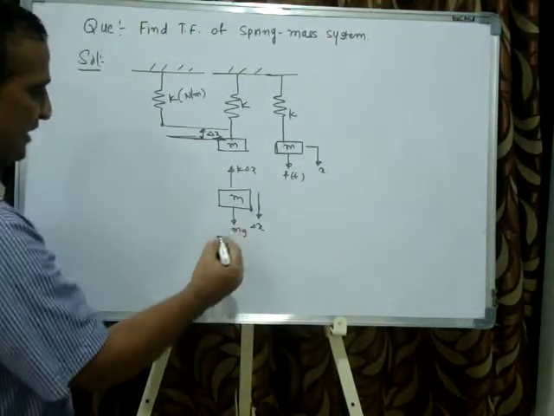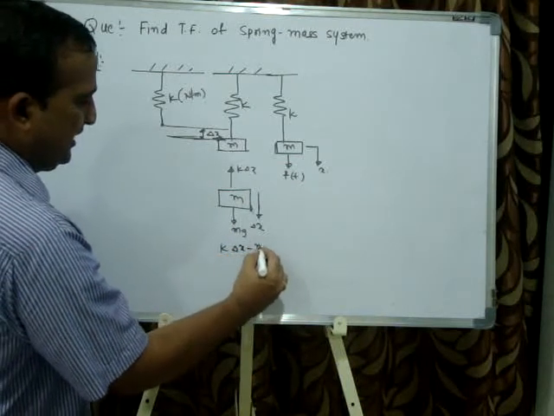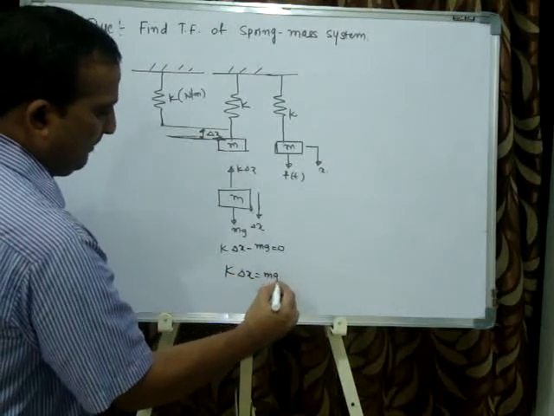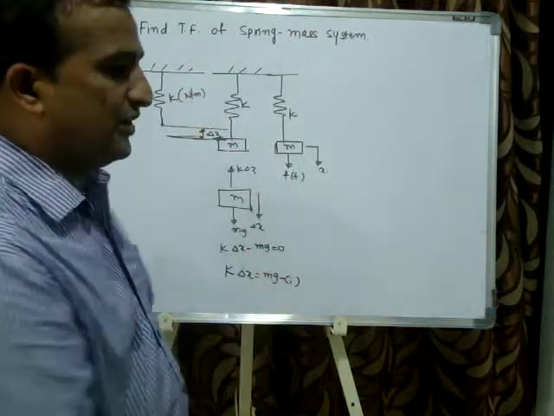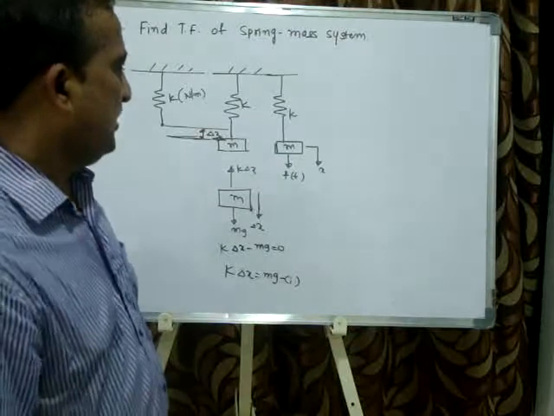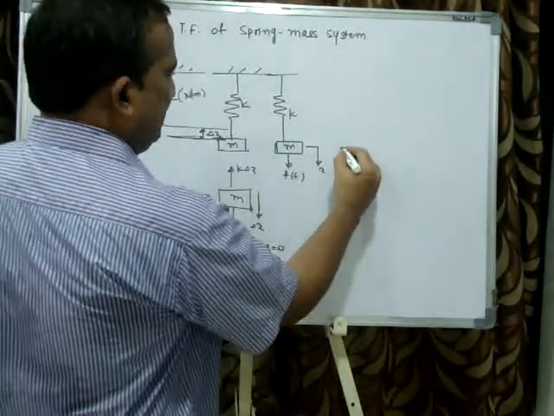Now if I write sigma f of y equal to 0 under equilibrium, k delta x minus mg equals 0, so k delta x is equal to mg. But my problem here is that I will apply some external force. It may be a sinusoidal force or a constant force. Now the external applied force is f of t. I will draw a free body diagram of this.